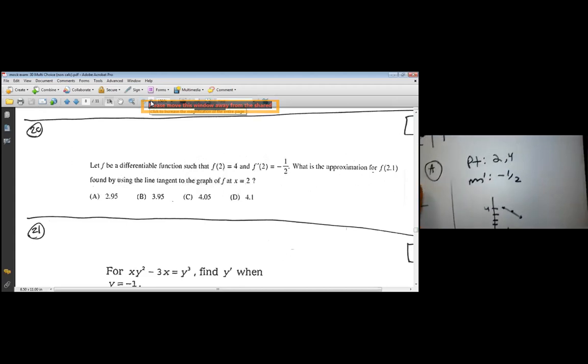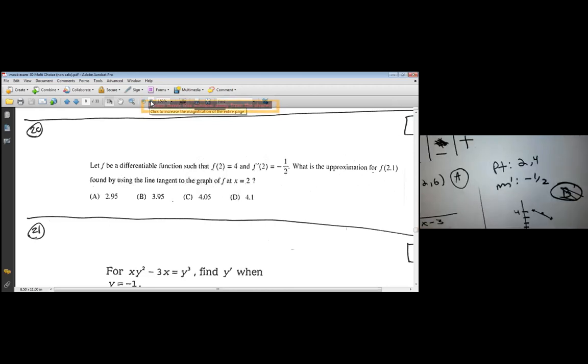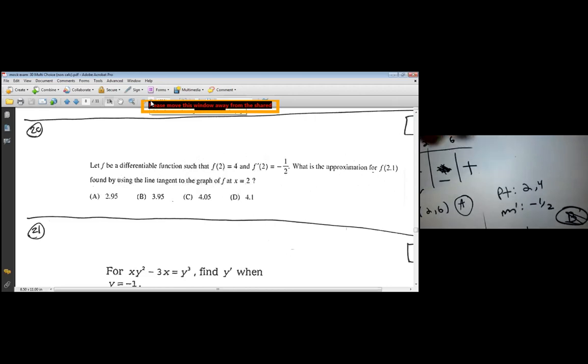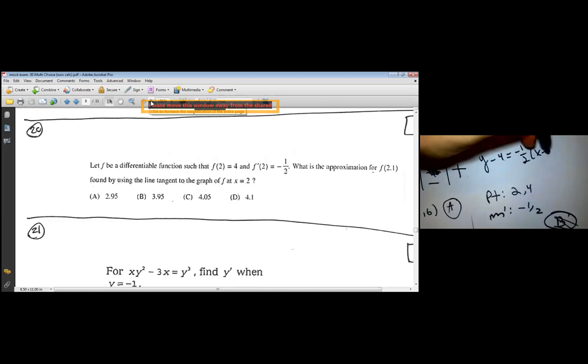I don't have an answer key to this, by the way, guys. I'm going with choice B. I'm not sure if this is correct, but I did y minus 4 equals negative 1/2 times x minus 2, and then I solved for y. And that's how I got 3.95. I'm not sure if that's correct though. Say that again. What'd you do? I used the point, and then I did y minus 4 equals negative 1/2 times x minus 2. Okay, so we've got an equation for the tangent line at that point, right?